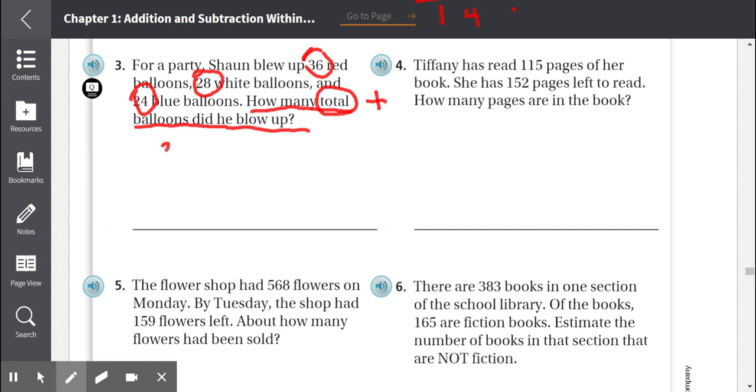So 36 plus 28 plus 24. 6 plus 8 is 14. 14 plus 4 is 18. Now 1 plus 3 is 4. 4 plus 2 is 6. 6 plus 2 is 8. So how many total balloons did he blow up? 88 balloons.